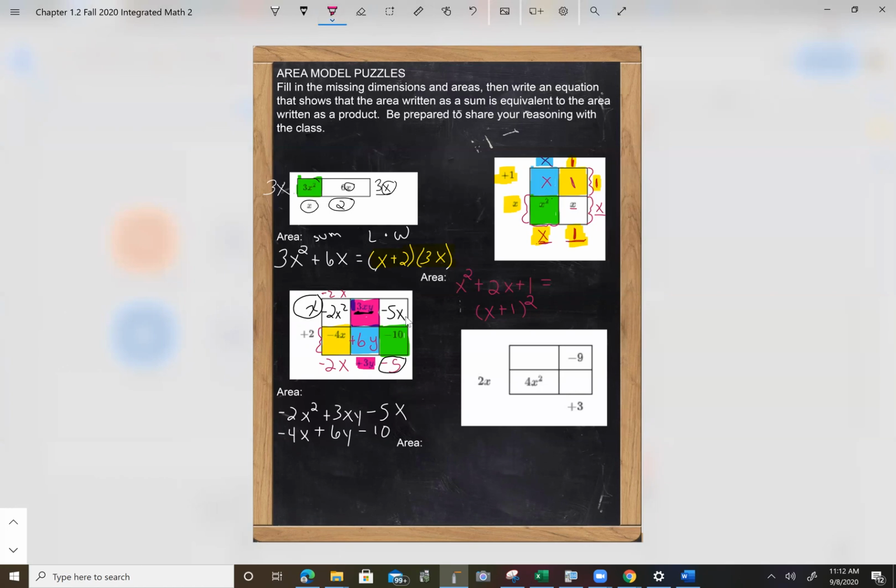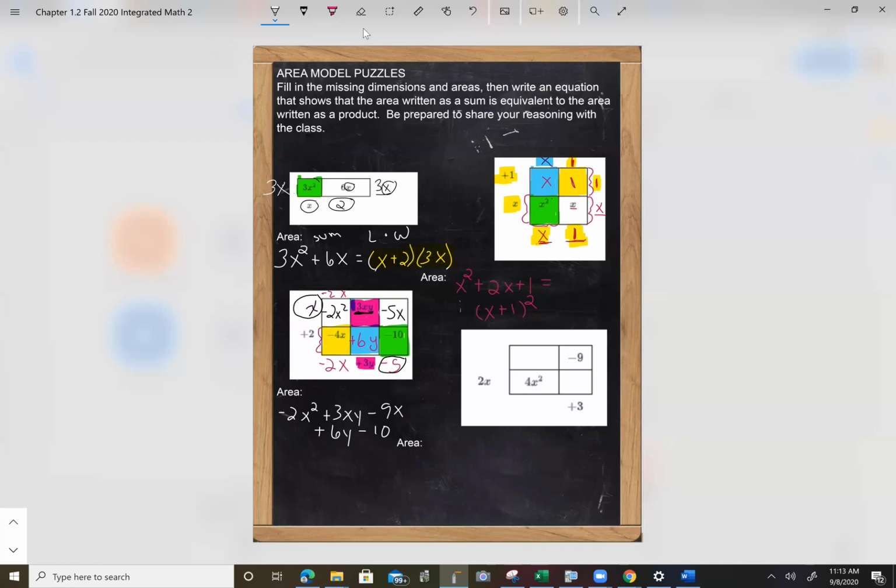But check this out. I have this negative 5x and this negative 4x, and they are like terms because they're both x's. So if I combine them, I just have negative 9 x's. Okay, so the area of this one written as a sum is negative 2x squared plus 3xy minus 9x plus 6y minus 10. And it looks ugly, but it's pretty easy, right?